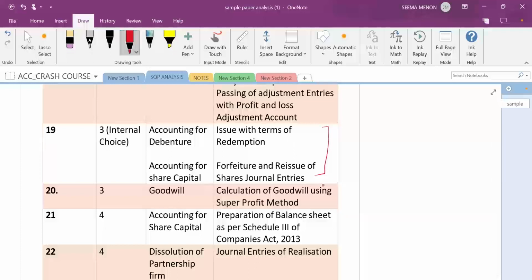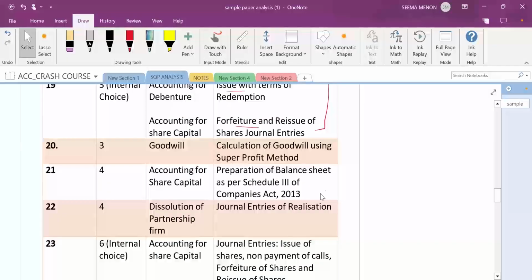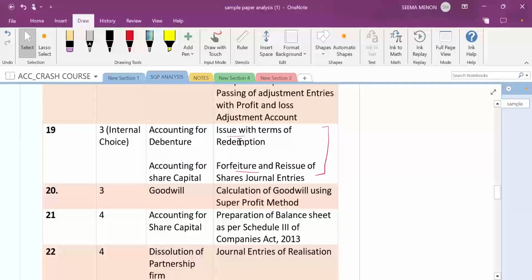Or it can be forfeiture and reissue of shares. That is from the share capital. But from the debenture, it is issue with the terms of redemption. There are 6 cases, so you should learn all the cases. Here they asked 3 cases out of the 6 cases, for 3 marks.